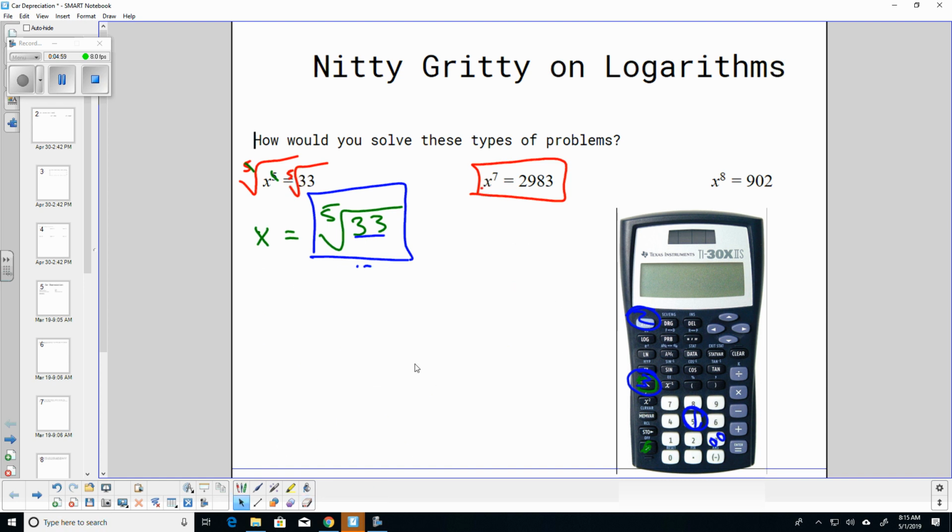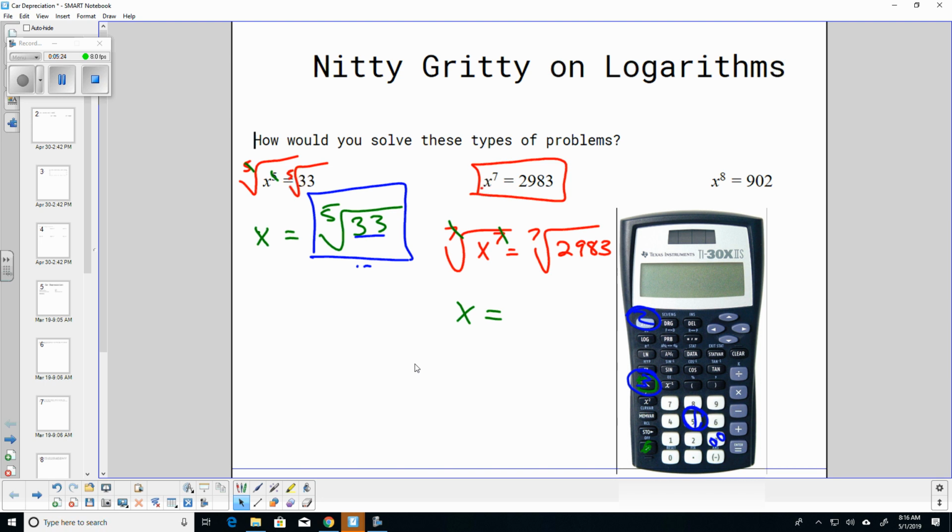If it's something to the 7th power, we undo the 7th by doing the 7th root, right? So you're going to do this of this. You're going to do that on the other side as well, 2983. And then what's going to happen is the 7s cancel out. Those are gone. You get an x. And then this will go in your calculator. See if you can figure that out. I'm going to pause it.